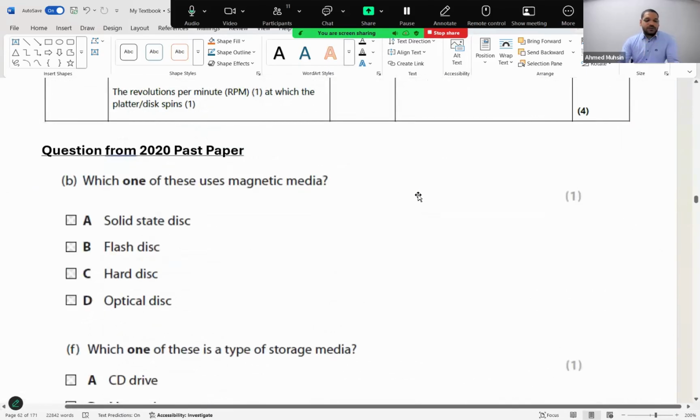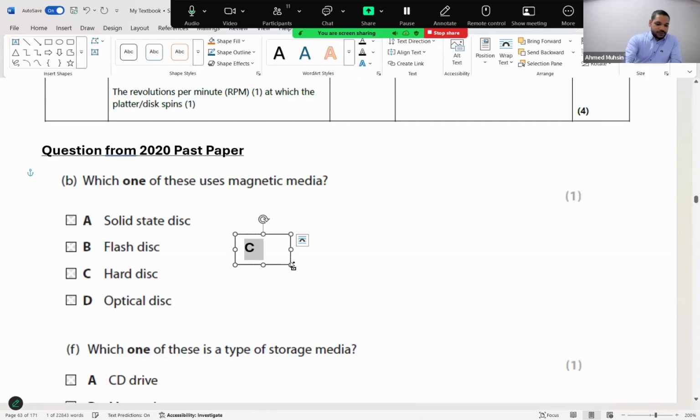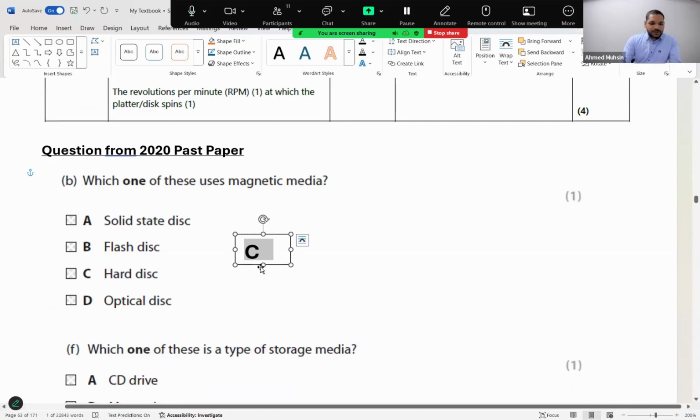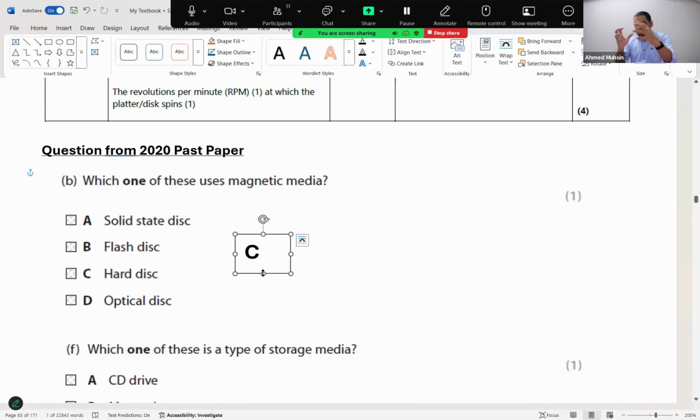There is another question. Which one of these uses magnetic media? Answer is hard disk, magnetic, no? Okay. Why do we say magnetic for hard disk? It's all magnets that are keeping those components all together. Is it clear? A lot of magnets are used to keep the components inside a hard disk together. Are we okay with this? That's why we say magnetic media.